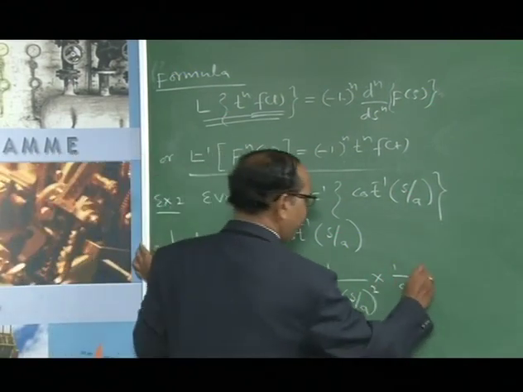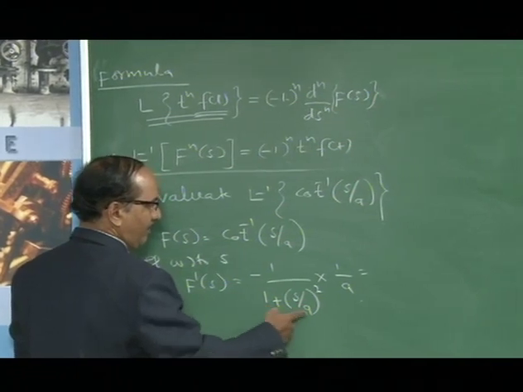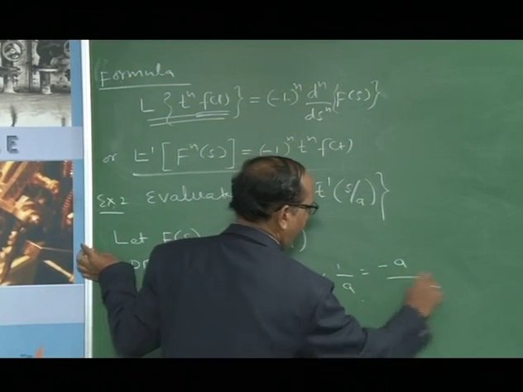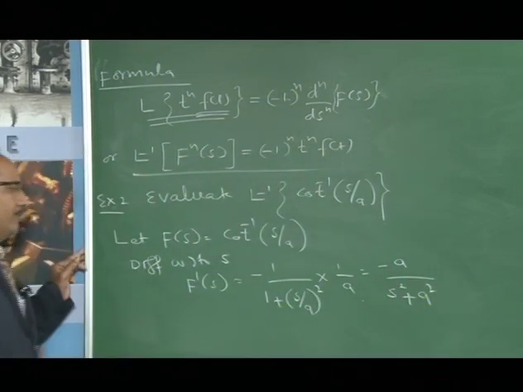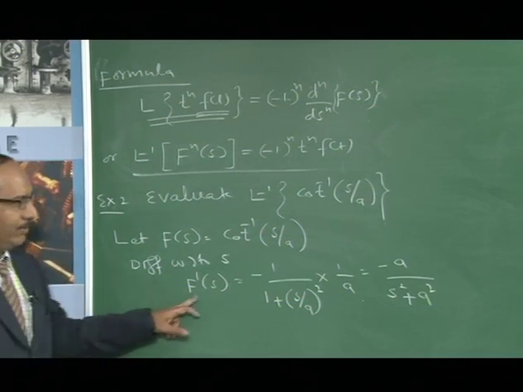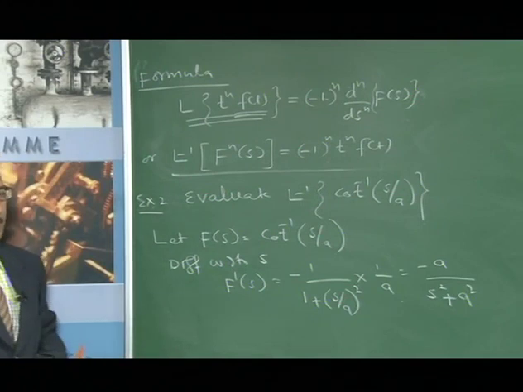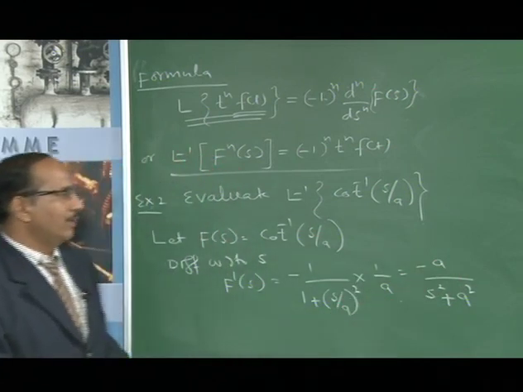Simplifying this, in the denominator s square plus a square, and in the numerator a comes in; finally it is a divided by s square plus a square. So, f dash s after the first derivative is minus a divided by s square plus a square. Now, at this moment you check whether the inverse is available after the first derivative or not.